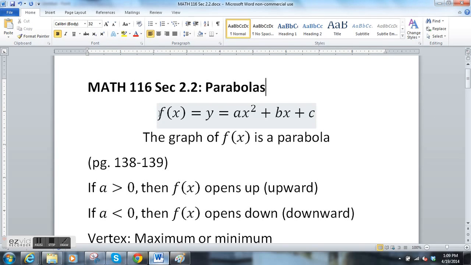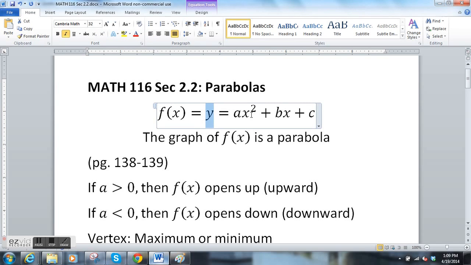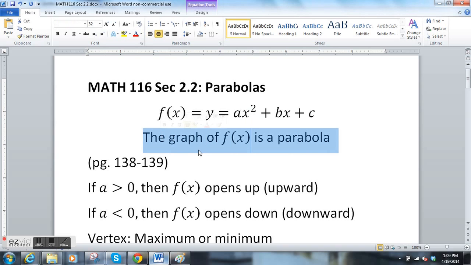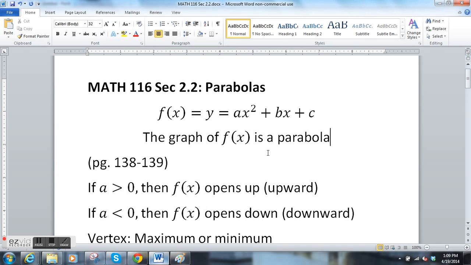So here's our quadratic equation. Suppose we have f of x, or y, is equal to ax squared plus bx plus c. Remember, this is the general form of a quadratic equation. Then the graph of this function is a parabola. A parabola is a U-shaped thing.